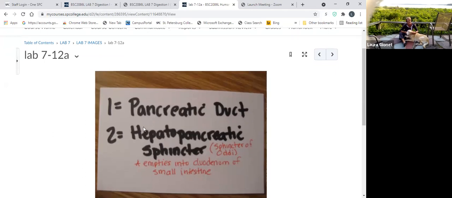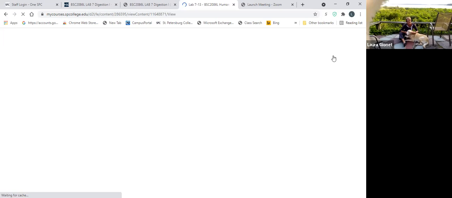Okay, so here we have the pancreatic duct, hepatopancreatic sphincter, or the sphincter of Oddi. I still often refer to it as the sphincter of Oddi, and it helps regulate the passage of bile and pancreatic enzymes into the small intestine; it empties into the duodenum of the small intestine.